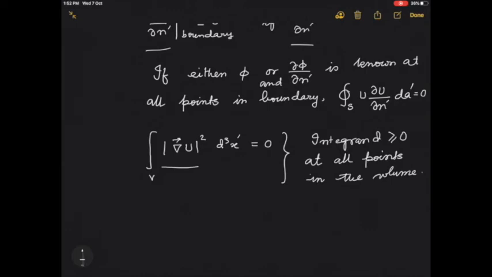Well, if I add all those points, it has to be greater than or equal to 0. And once I add the contributions from all the points, the total has to be 0. There is no other way other than gradient of u being 0 at all points inside.